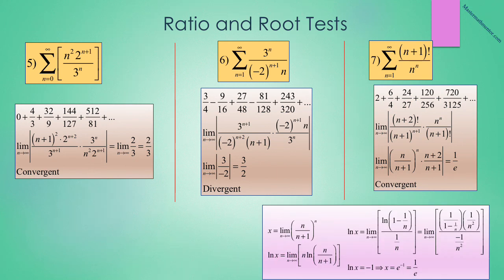If you don't recognize the limit as n approaches infinity of n over n plus 1 to the n as 1 over e, let's show that result by logarithmic differentiation.